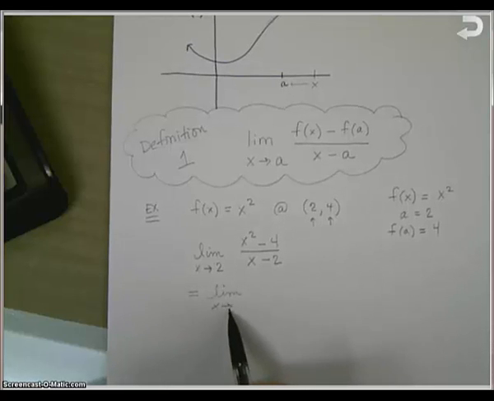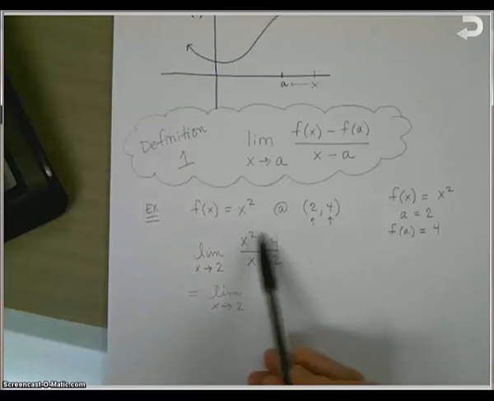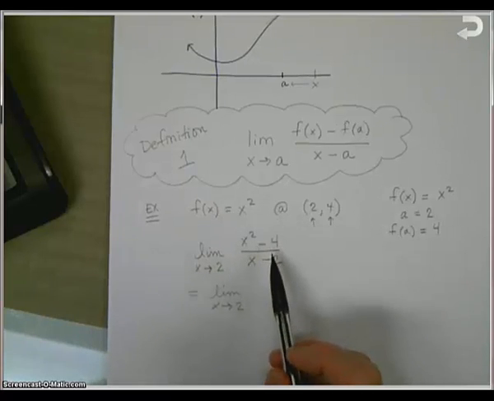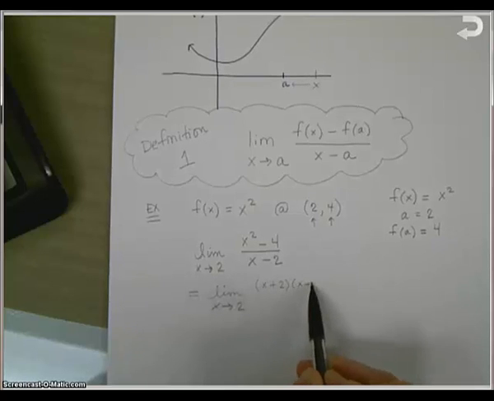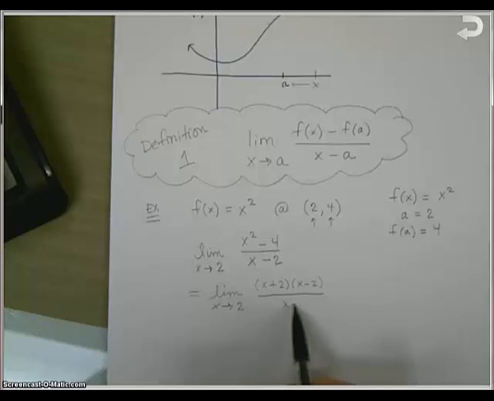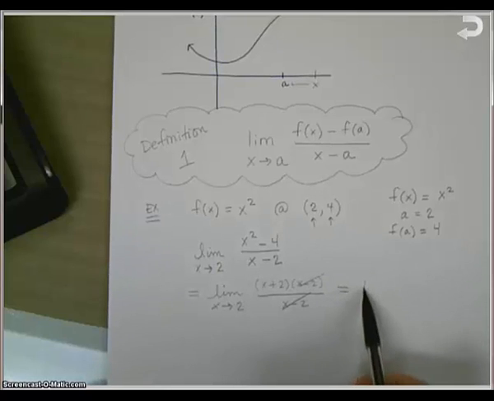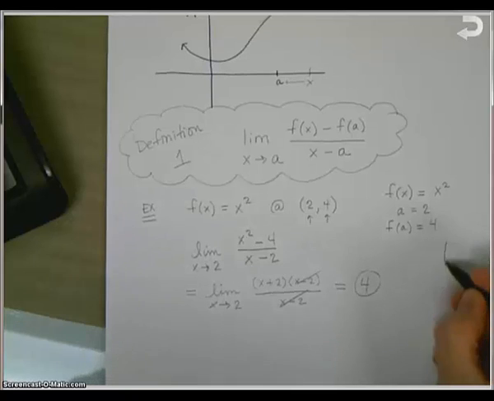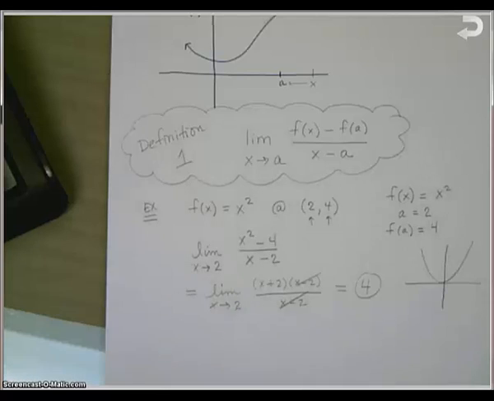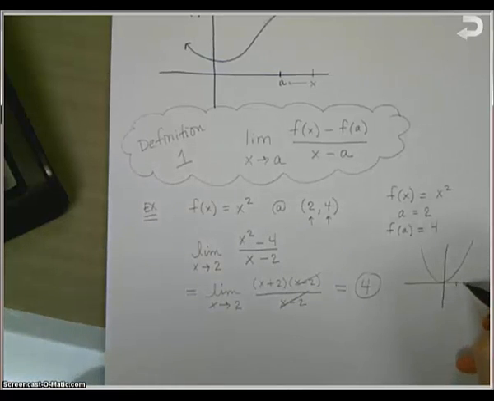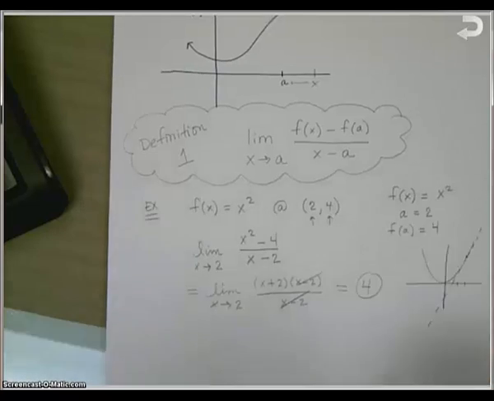So take the limit as x approaches 2. I see this numerator and it jumps out at me and says, hey, I'm a difference of squares. So (x plus 2) times (x minus 2). Then the x minus 2's will cancel, and then I can plug 2 into there, and I get 4. So if we wanted to draw a picture of that, here's my curve y equals x squared. Whoops, not very symmetrical, sorry. At the point (2, 4) up here, you have a slope of 4.